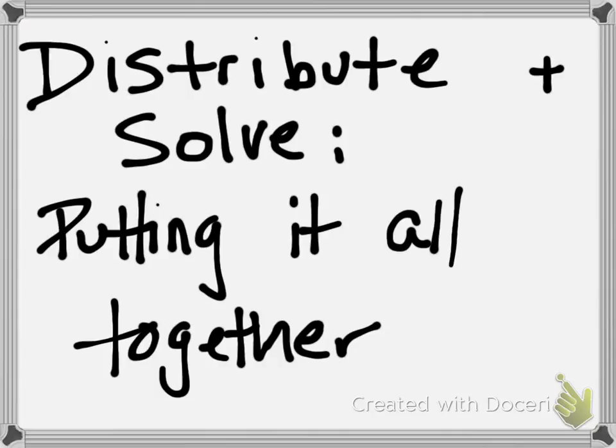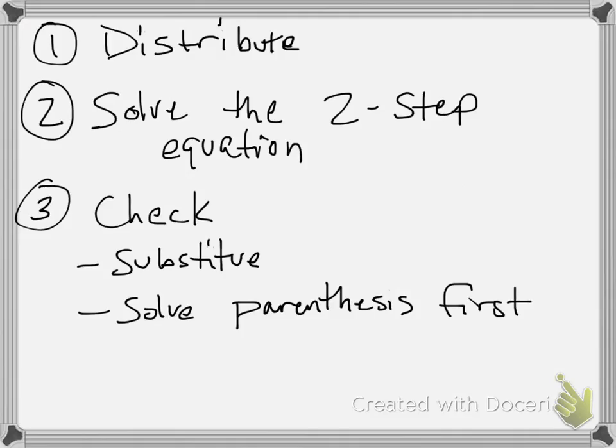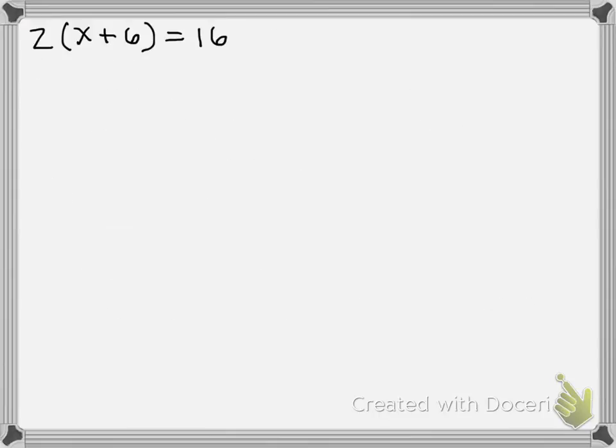Well, we've done distributing and we've done solving equations, so now we are going to distribute and solve, putting it all together. So our basic steps are going to be to distribute, like we've learned before. Once we distribute, it's going to look like a pretty normal two-step equation. So we'll solve the two-step equation, and when we're done we'll have to check. And that means that we'll have to substitute in the value for the variable and remember to solve the parentheses first. Alright, let's get started.